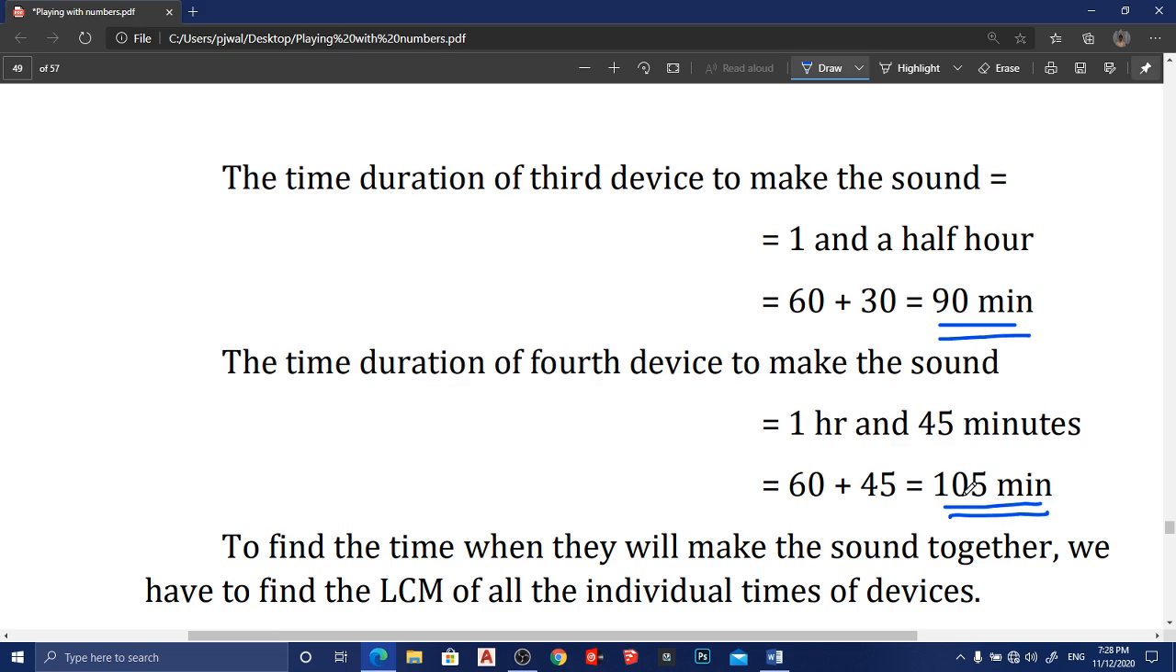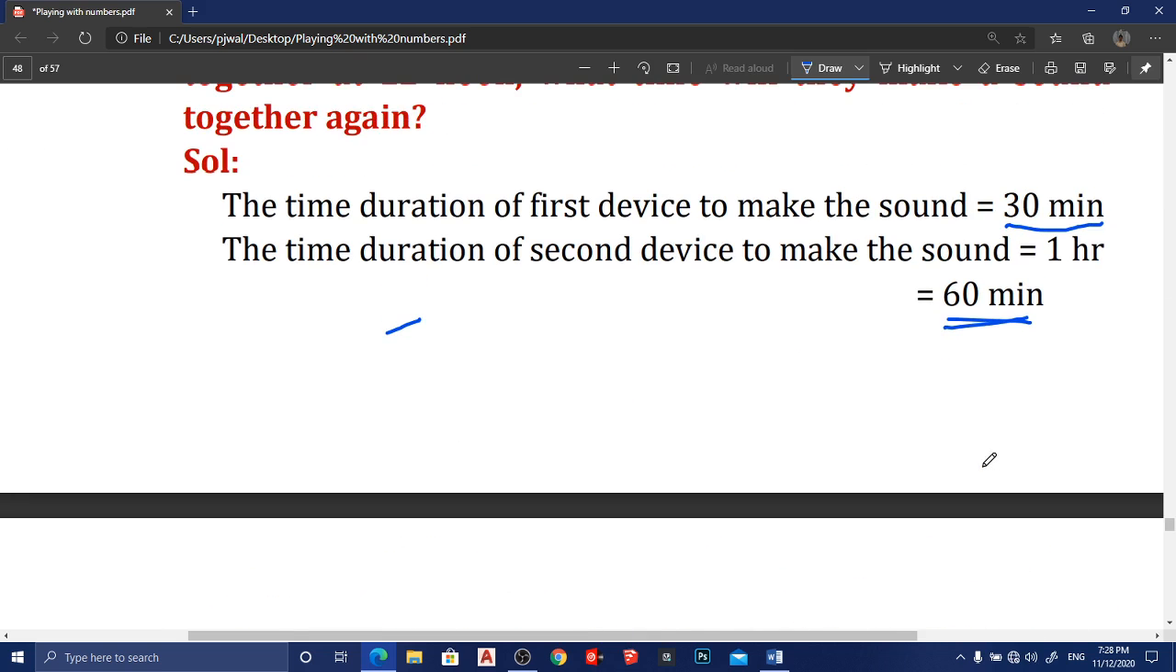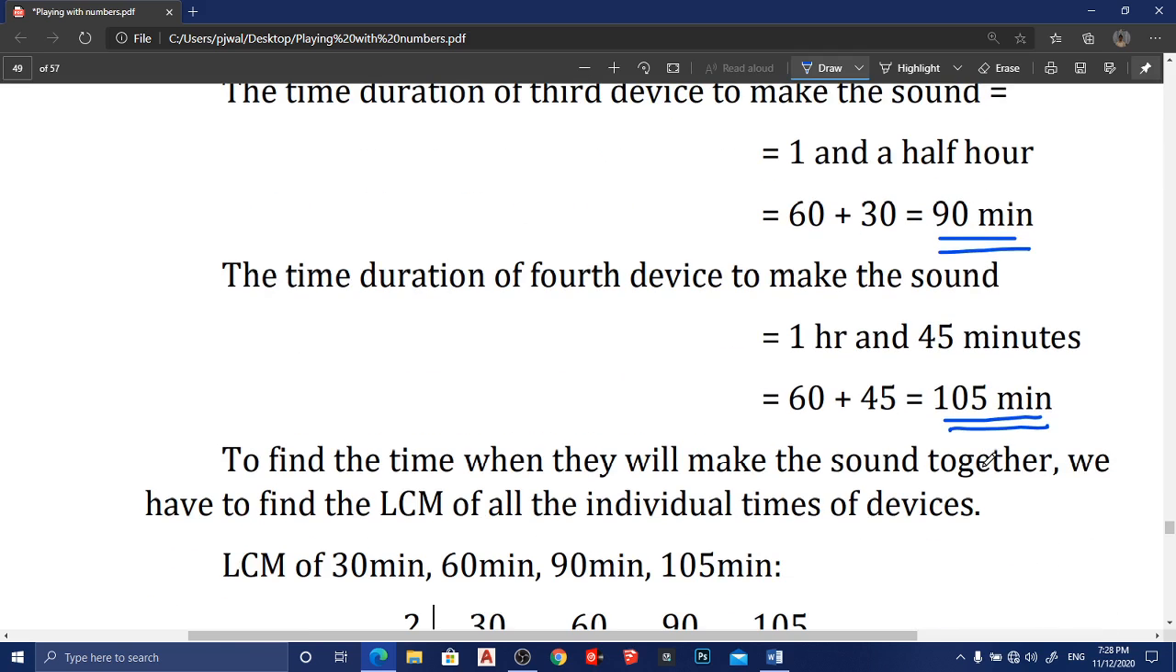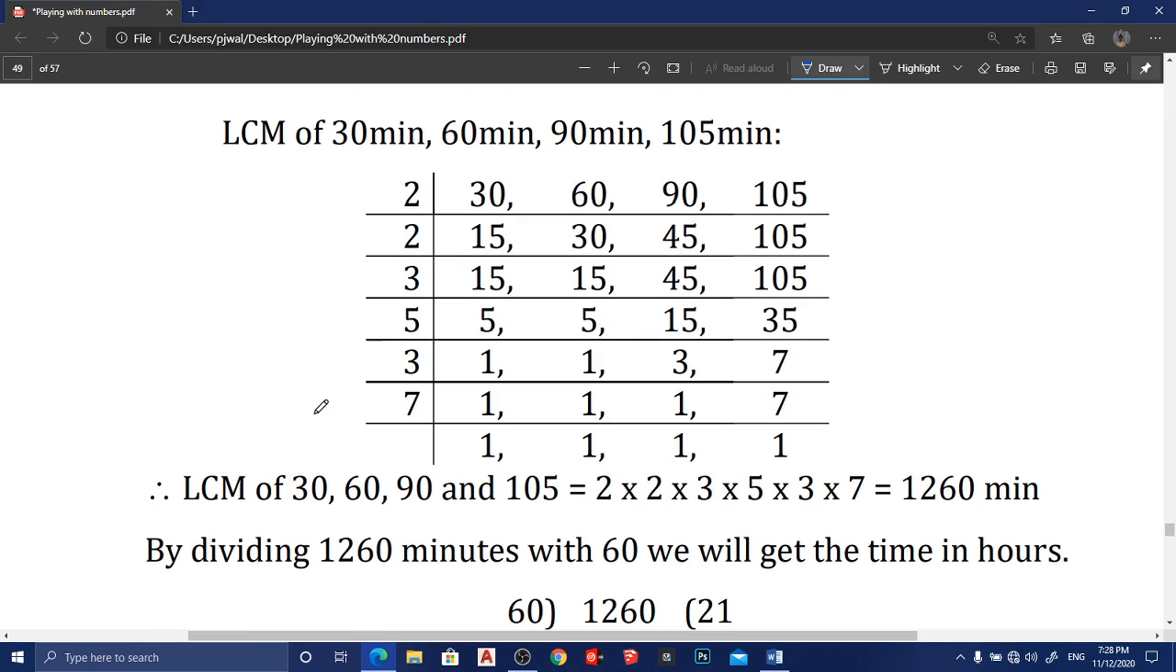Now you know the time of all the devices in minutes. All the timings should be in the same units, which are minutes. Now you can take the LCM of 30, 60, 90 and 105. If you take the LCM of these numbers, you will get 1260 minutes. So this is the procedure to find the LCM.